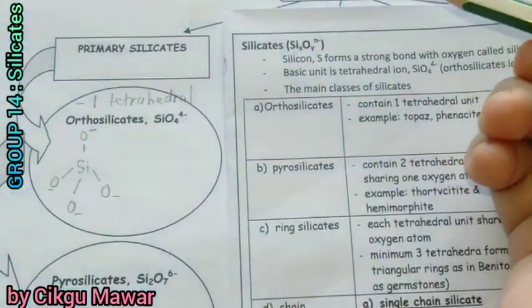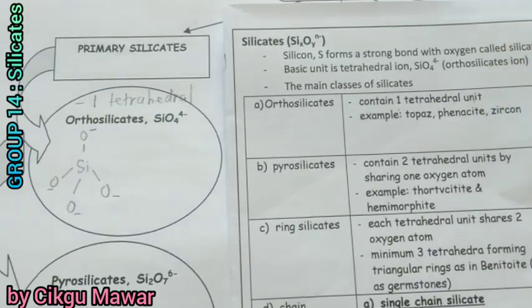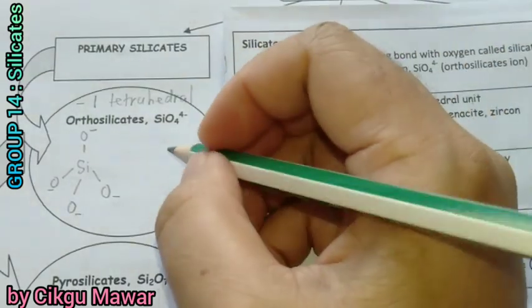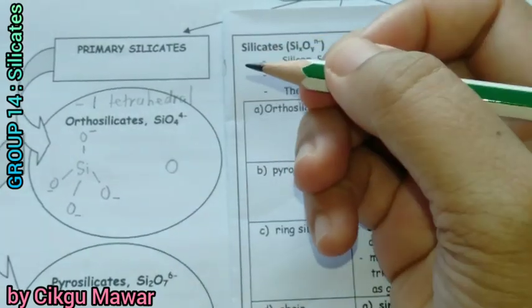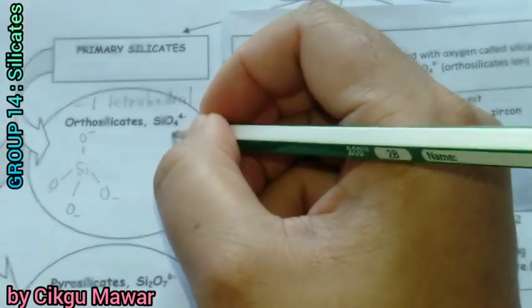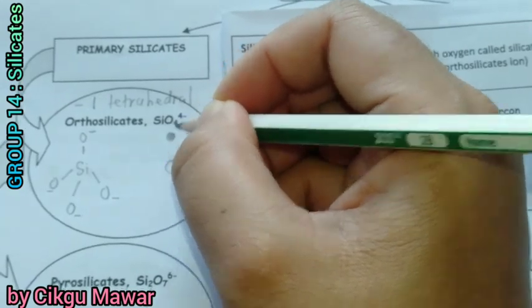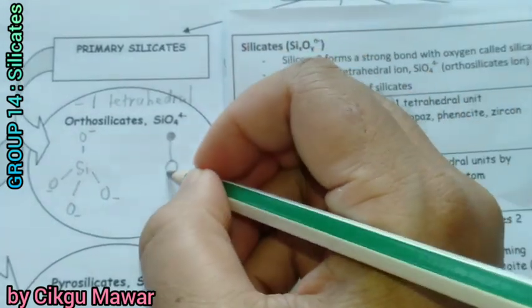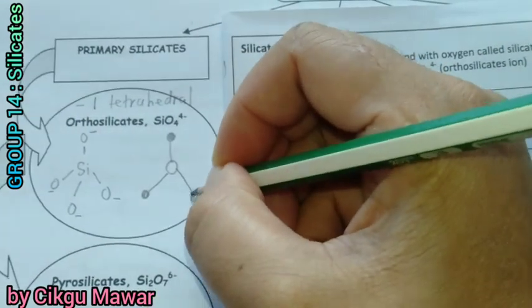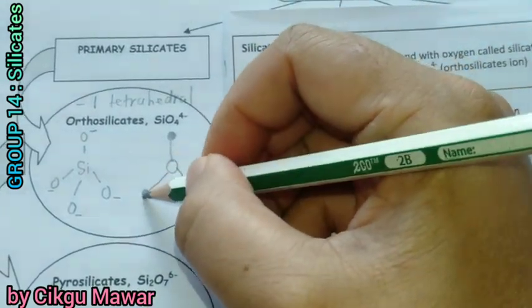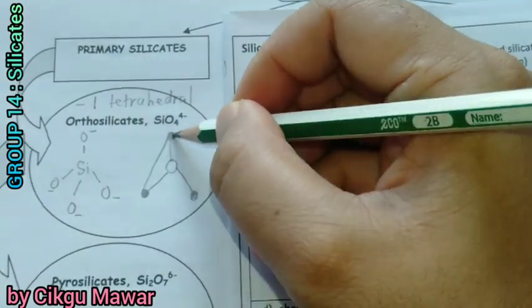In order to draw the 2D structure, you can draw it like this. This represents silicon, and this is the oxygen, bonded with oxygen, and then bonded with another oxygen here, and then bonded with another oxygen, and we draw it like this.